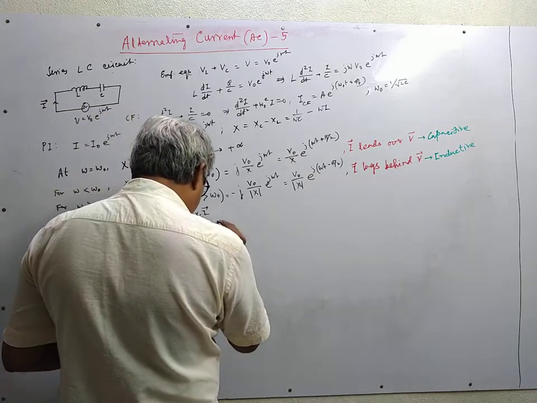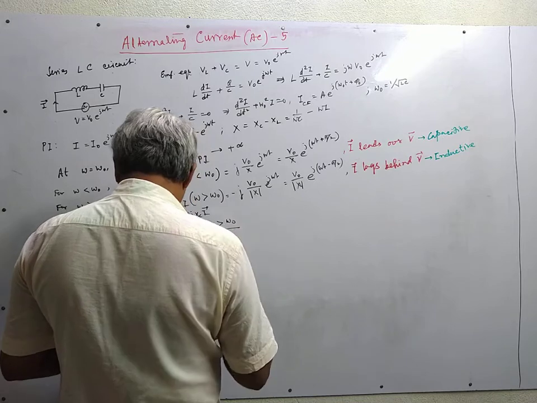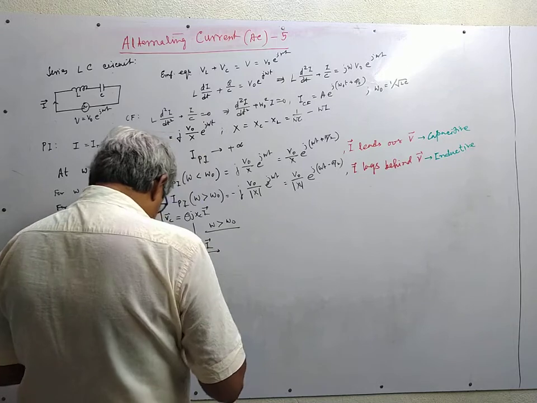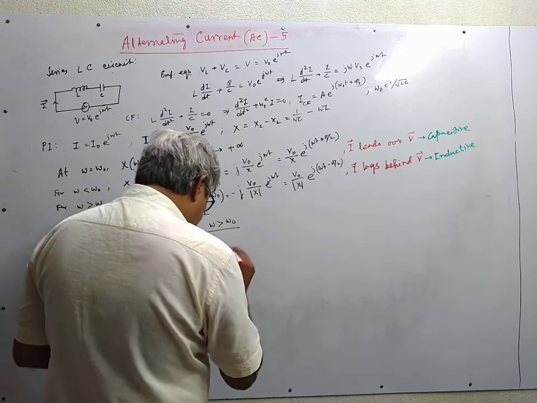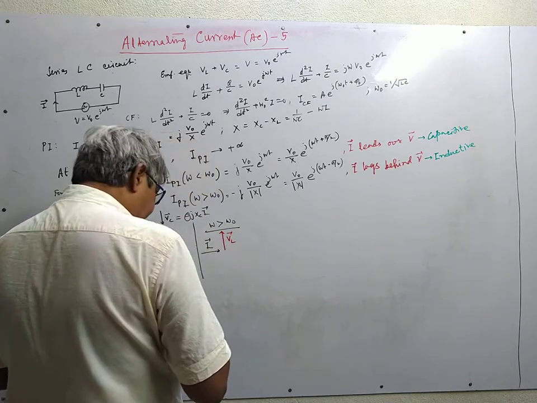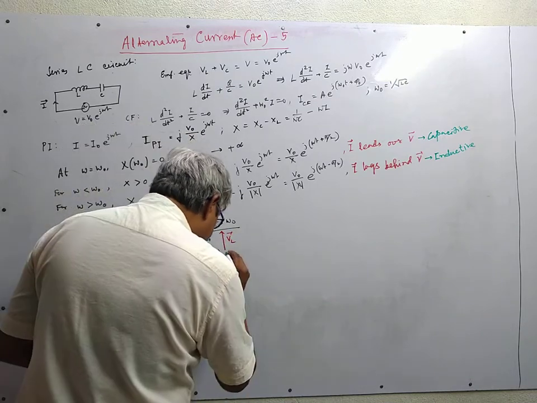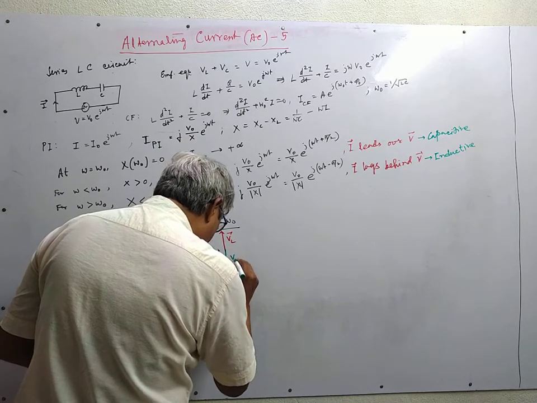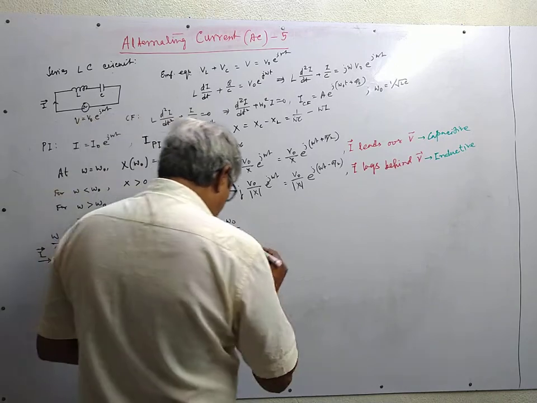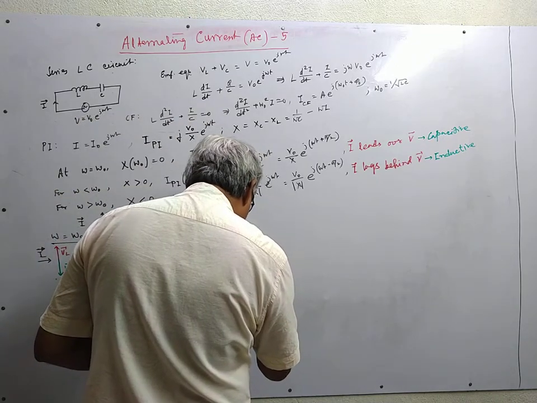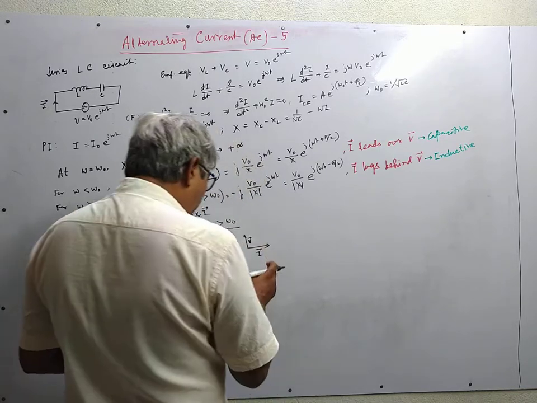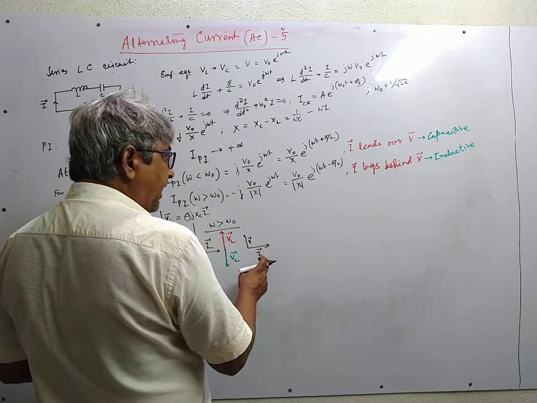And for omega greater than omega 0, the phasor diagram is like this. Here VL dominates, and VL has a larger magnitude compared to VC. So the circuit effectively becomes an inductive one. This is I, this is V. So I lags behind V.